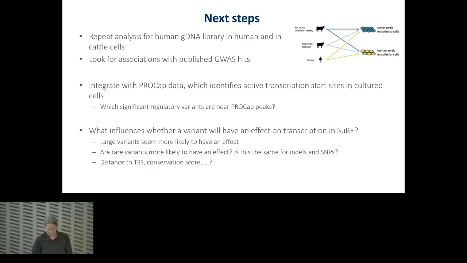And finally, with the genome results, I'll be looking at what influences whether a variant is likely to have an effect. So I've talked about variant size. We can also look at variant frequency, variant type, how far it is from a transcription start site, and various other effects.